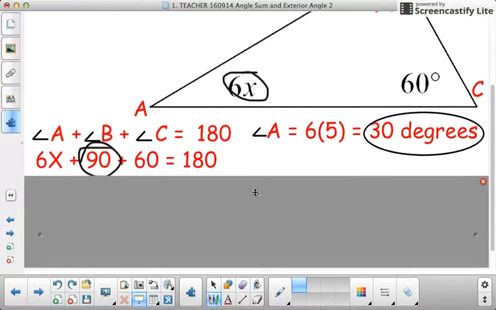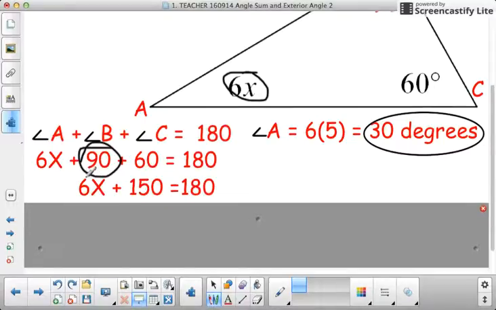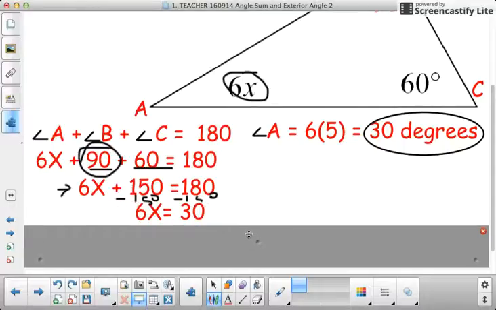When I do that, now it's simple algebra. Well, I know 90 and 60 are like terms, so I'm going to add them together. They're on the same side of the equal sign. So this leaves me with this 6x plus 150. Well, now I need to get x by itself. So I'm going to subtract 150 from both sides. When I subtract 150 from both sides, I get 180 minus 150, which gives me 30. Now I've got 6x equals 30.